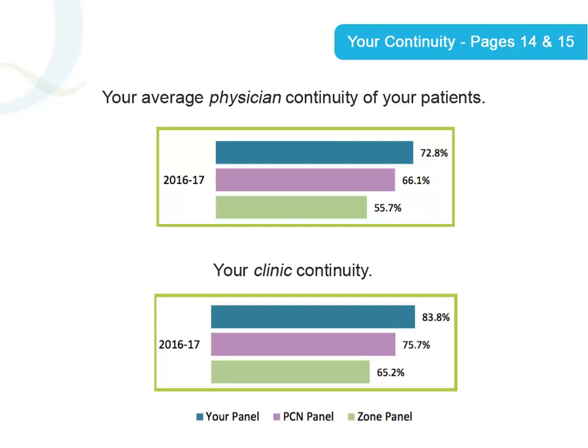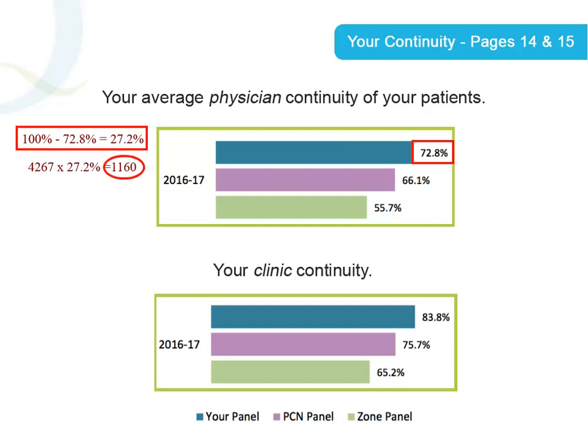To dive deeper into how access to you may be affecting your continuity of care, here are some things to think about. Physician continuity is the proportion of total primary visits by your panel, which can be found on page 42, that you had the availability to support. In this instance, the physician was able to see 72.8% of the 4,267 visits demanded by their panel. This means that about 1,160 visits by this physician's panel were to another primary care provider.